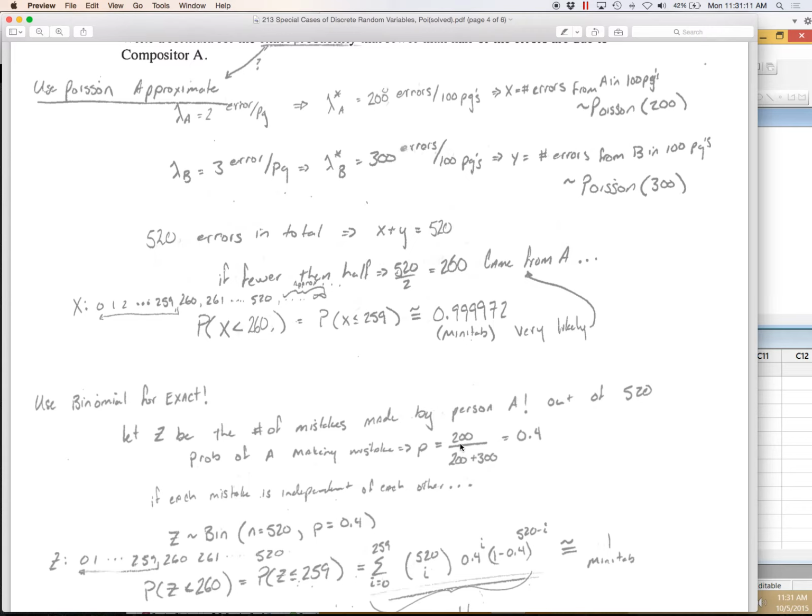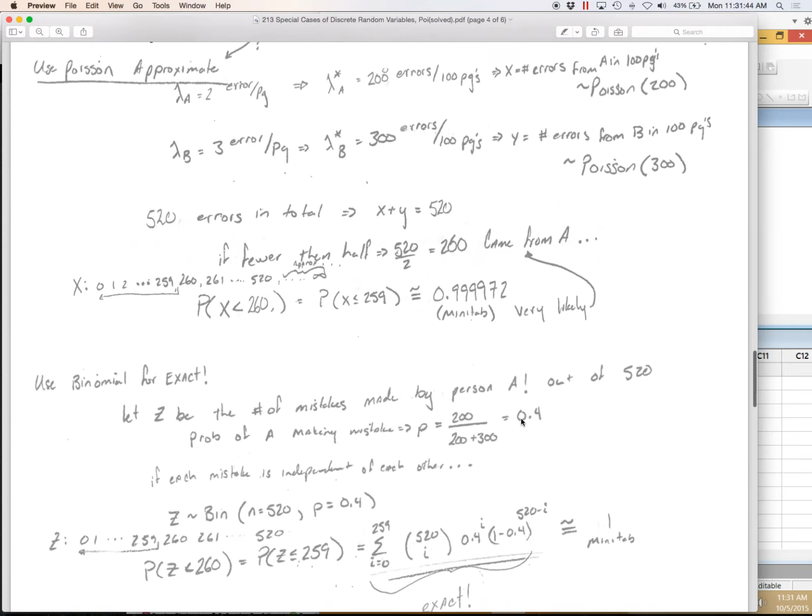And here, 200 divided by the 200 they expected to make plus the 300 that B is expected to make. So this is just 200 out of 500, which is 0.4 if you look at any error, that it actually came from person A and not from person B. What this means is person A makes mistakes 0.4 of the time. When you're considering the mistake, whether it came from person A or person B, 40% of them will come from person A, 60% of them will come from person B.